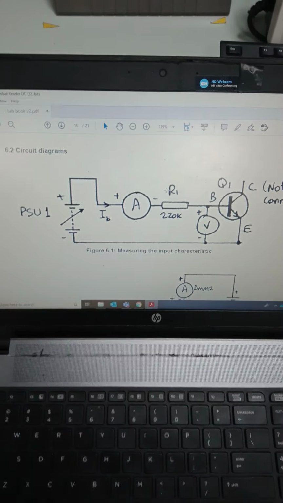So if there's a current flowing like that, let's say 220k is the resistor, so 220k into 10 microamperes, right? 220k into 10 microamperes is equal to 10 into 2.2, which is equal to 2.2 volts, right?